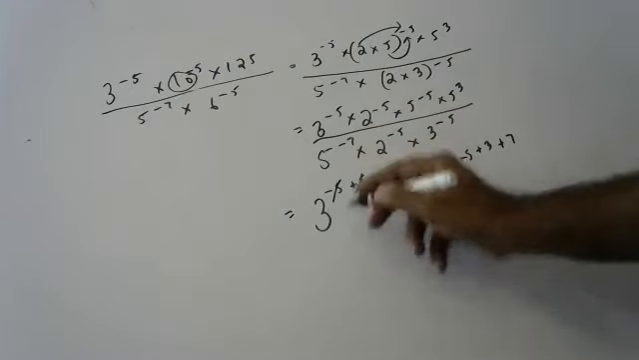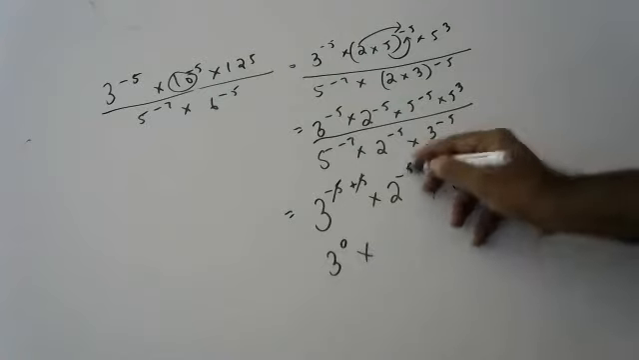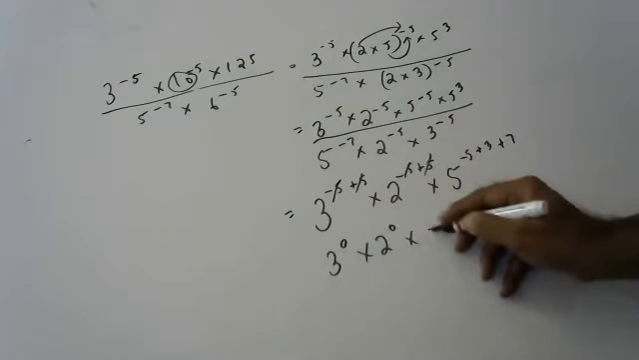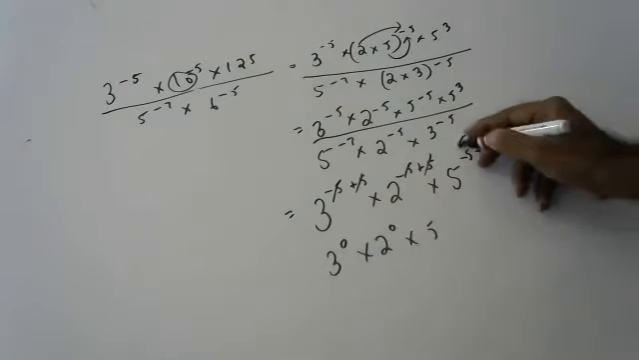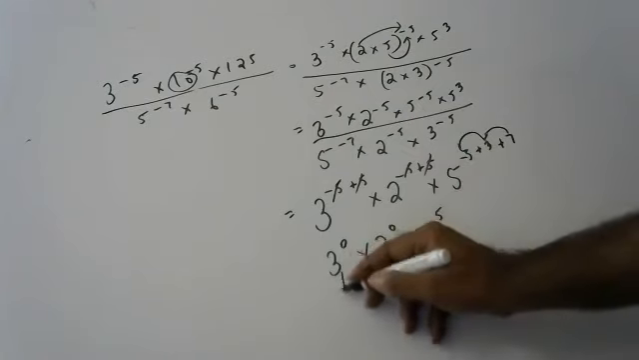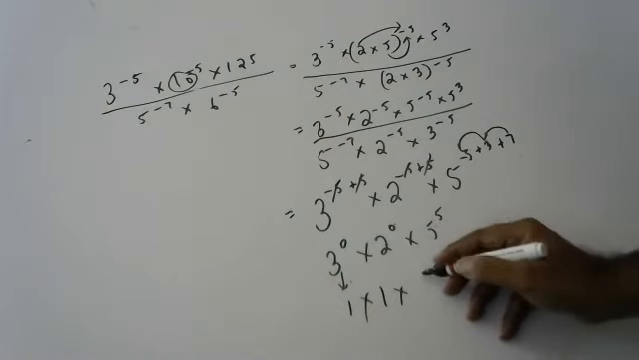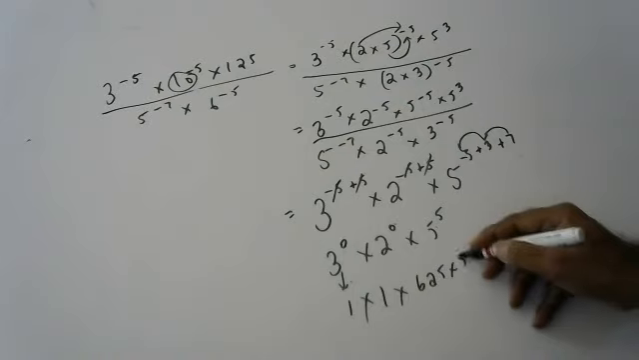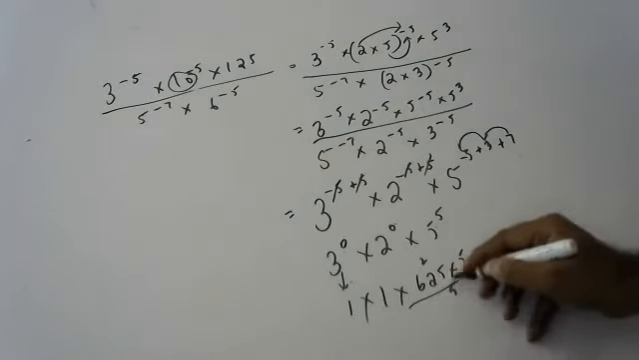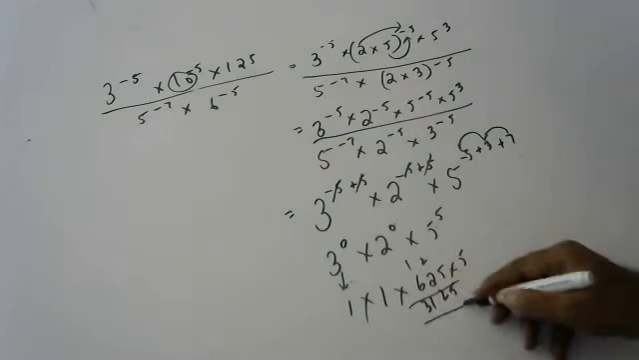So 7, children, this gives 3 to the power of 0. 7 plus 3 is 10, 10 minus 10 is 0. Anything to the power of 0 is 1. 5 to the power of 5 is 625, into 5. So 5 to the 5 is 3125. That is the answer.